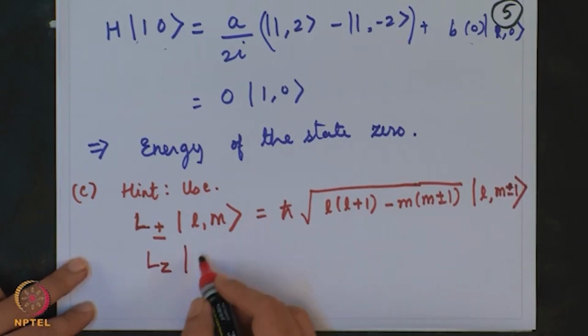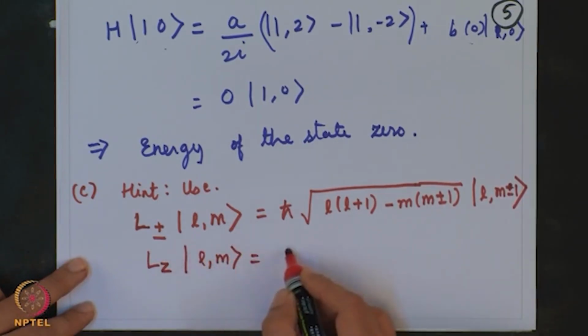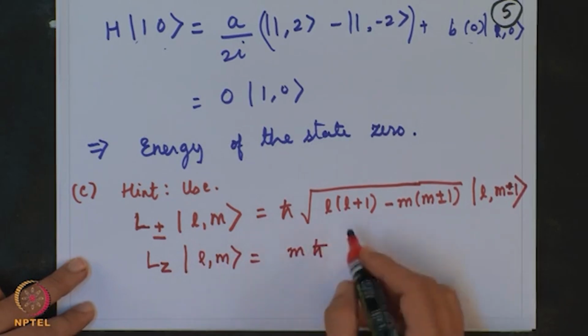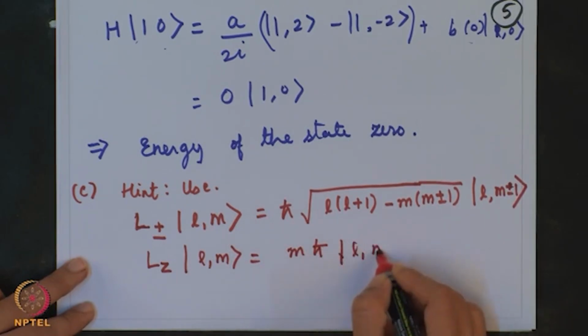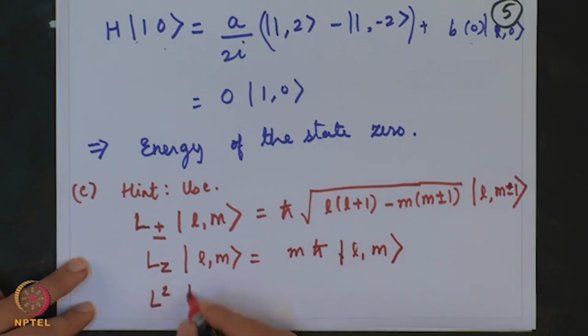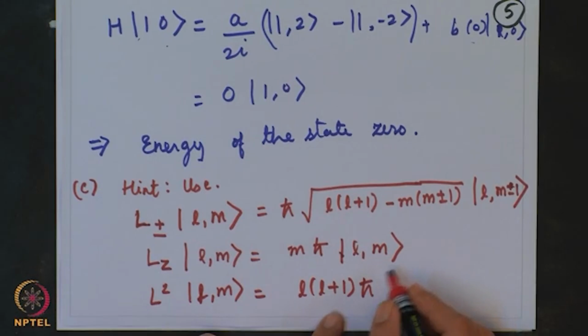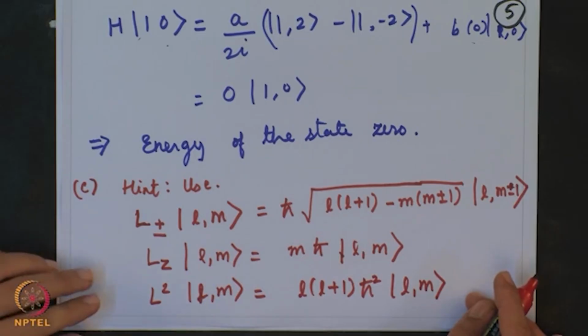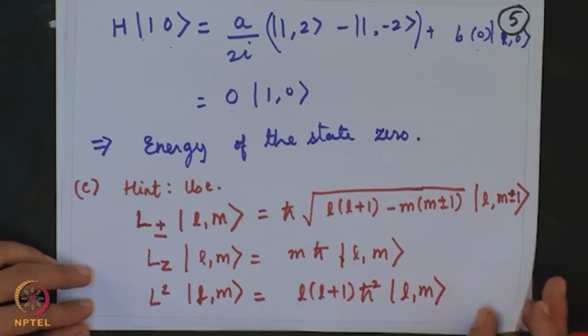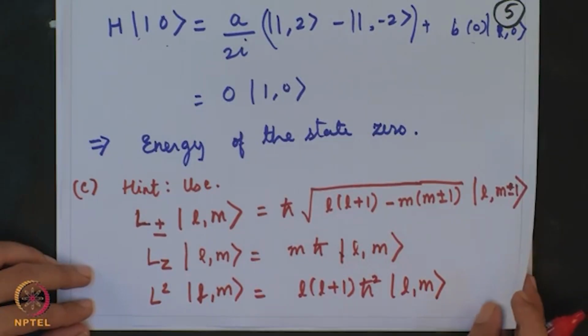So, this is one thing you are going to use, and the next thing would be Lz |L, M> is M H cross |L, M>, and L square |L, M> is L into L plus 1 H cross square |L, M>. So, these hints you have to use to calculate the C part of this problem. Okay. So, let us go a step further and use all these hints.